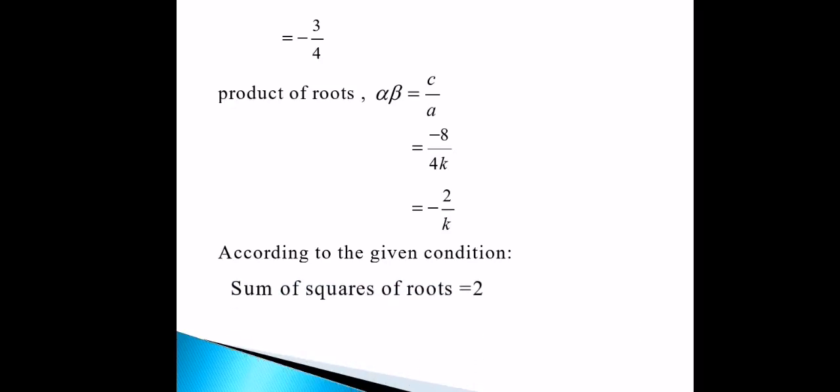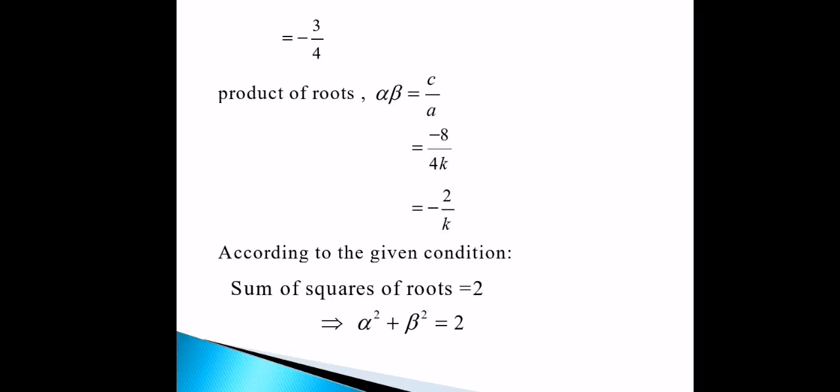According to the given condition, sum of squares of roots is equal to 2. Now one root is alpha and the other one is beta. Their squares be alpha square and beta square, and then their sum of the squares be alpha square plus beta square. So the given condition can be represented symbolically as alpha square plus beta square is equal to 2.